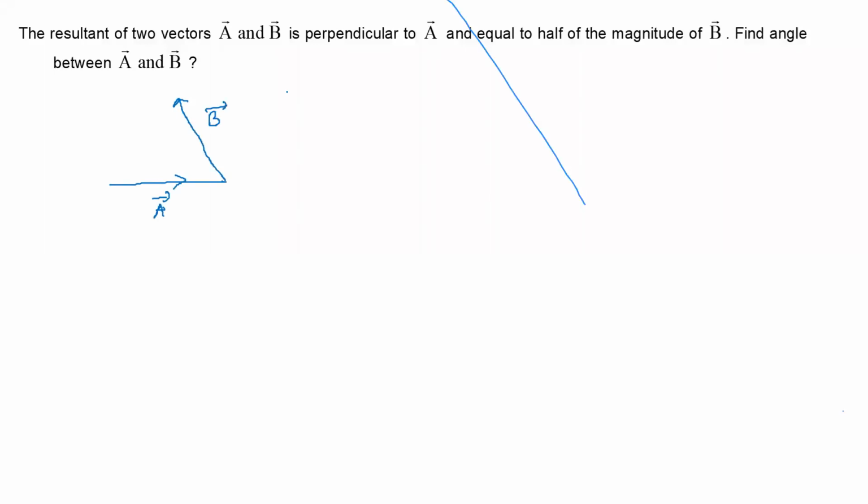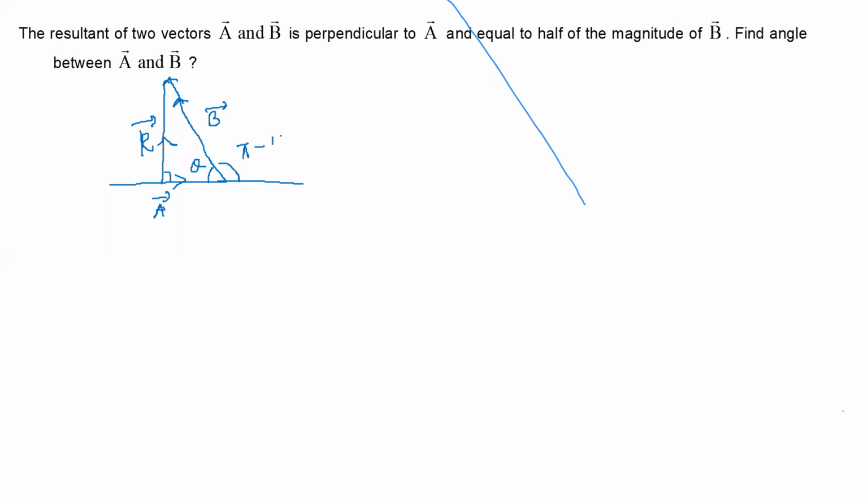And students, let the resultant be perpendicular. This vector is the resultant, the closing side R, and that is perpendicular to A. The resultant is perpendicular to A. That means this is A vector, this is B vector, and this is the resultant R vector. Okay. And students, let the angle between the two vectors be theta. So students, this angle will be how much?